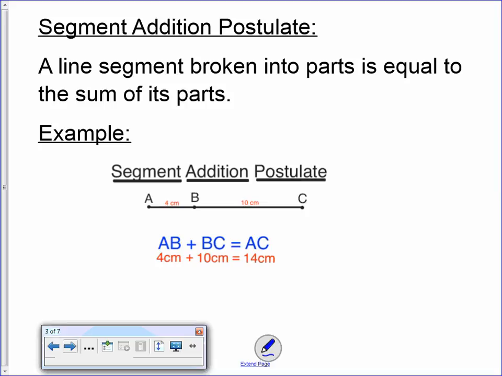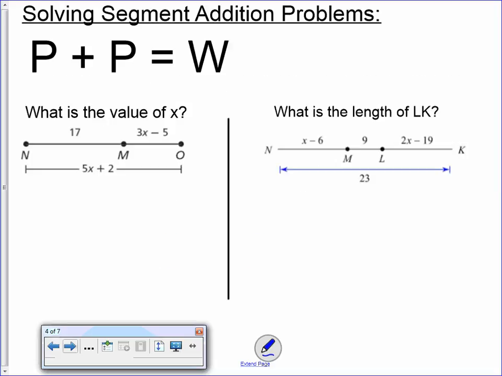For this example right here, the entire segment is AC. Well, it's broken into 2 pieces, 4 and 10 centimeters. AC is equal to its 2 pieces, which is AB and BC added together. So 4 plus 10, the entire length is 14. We're going to use this idea to solve some more thought-provoking and challenging questions, such as the following.